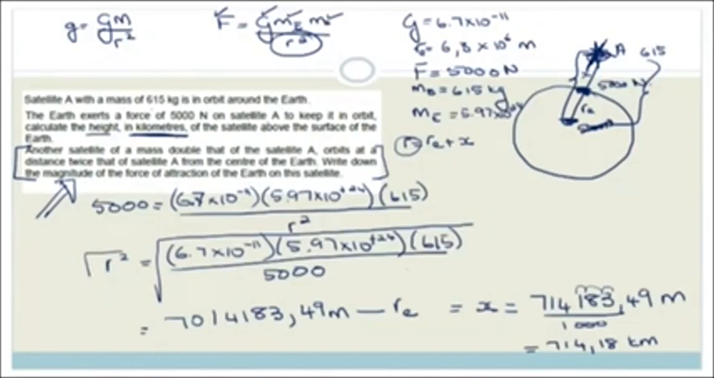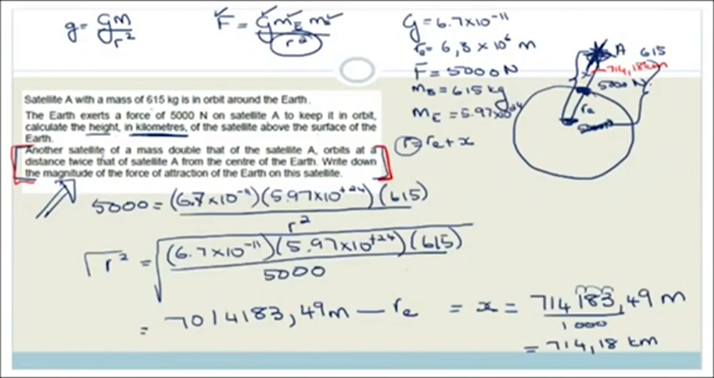So we'd worked this all out and we said that it was 714.18 kilometers. So therefore, this x was 714.18 kilometers. And then I said, as a challenge, if you've got time and the inclination, you should go and try this question here and see how you do.